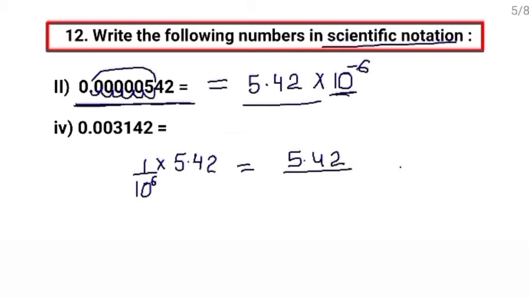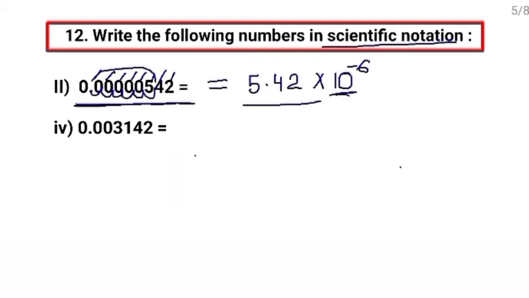5.42. In denominator we have 10 raised to the power 6. 1, 2, 3, 4, 5, 6. 6 zeros we have in denominator, and already we have 2 decimal places. So how many digits should be there after decimal? 6 plus 2 is 8. So after decimal there should be 1, 2, 3, 4, 5, 6, 7, 8. 8 digits. So these are equal. Clear?